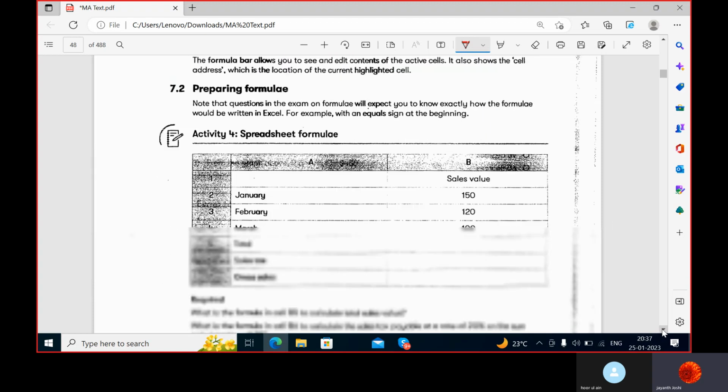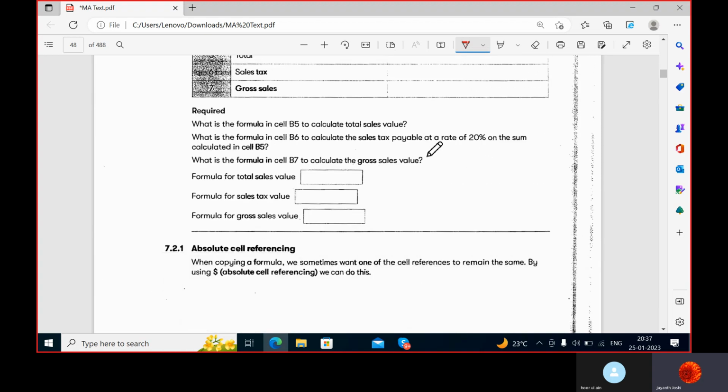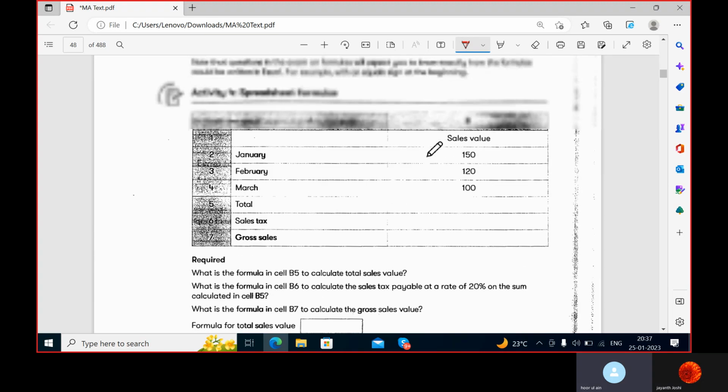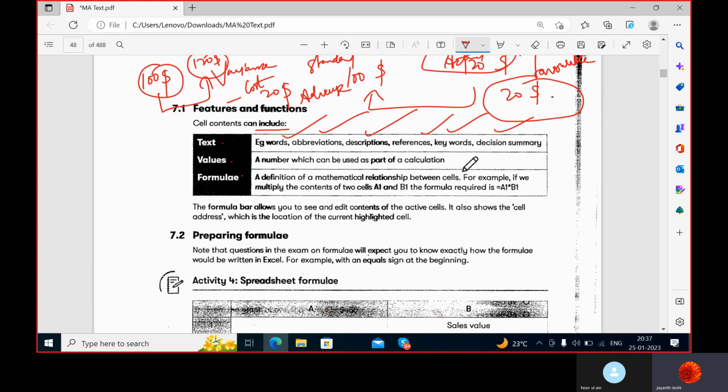Here you can see a spreadsheet. Here you are seeing the serial numbers, here you are seeing A and B columns, here you are seeing months, and here you are seeing sales value. So can I say this is a spreadsheet? Yeah, that's what it is, a spreadsheet. And then values, you can put the numbers, and formulas you can use, whichever formula you want. A formula is a definition of a mathematical relationship.